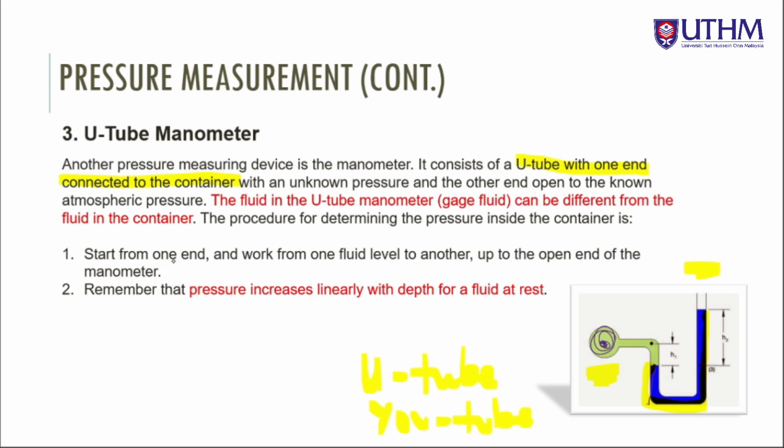Okay, how to determine the pressure inside the container? Firstly, we need to start from one end and work from one fluid level to another up to the open end of the manometer. So meaning if let's say keadaan macam ni, kita akan kira pressure dekat sini, lepas tu pressure kat sini. Kita kena start dari sini and then kita ke sini. Nanti later on we go for some example for further clarification.